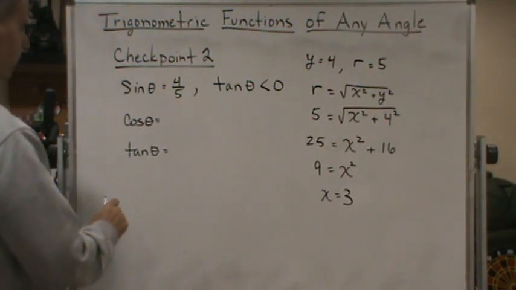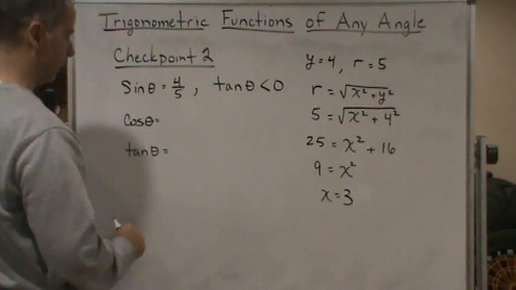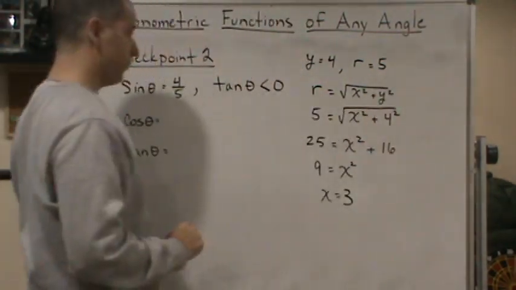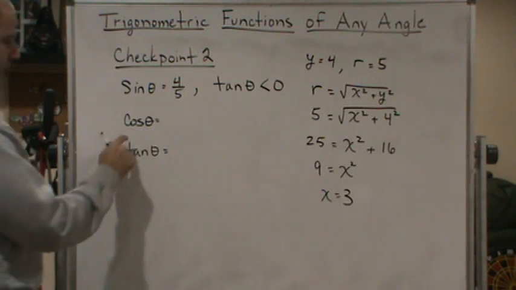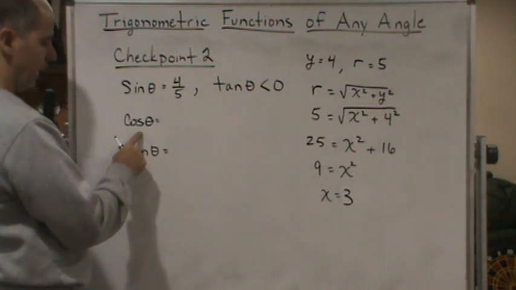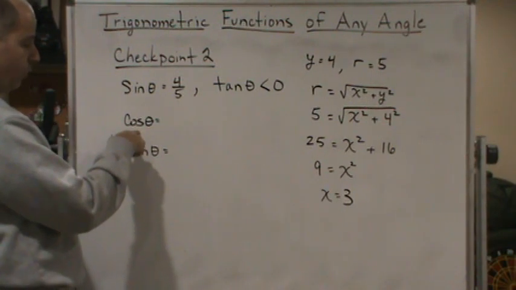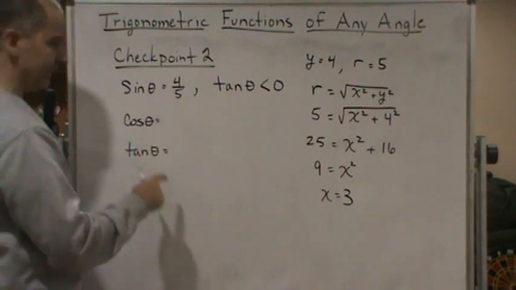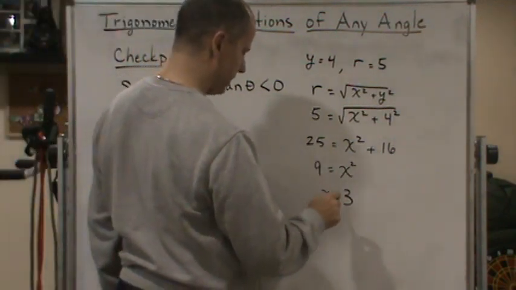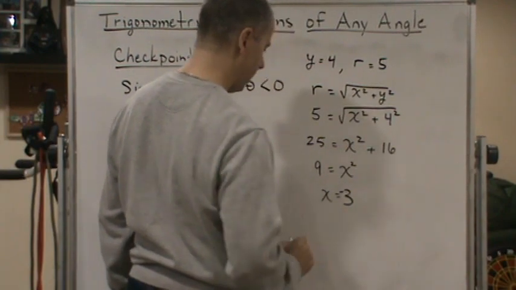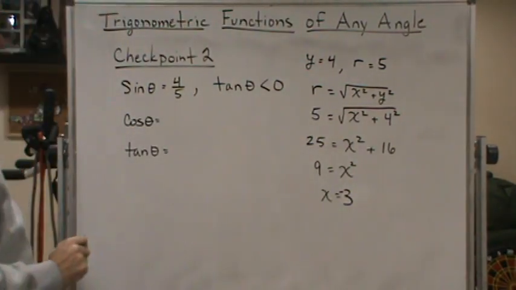Now we've got the pieces that we need: x, y, and r. So x is 3, y is 4, and r is 5. Now cosine, since we're in the second quadrant, is x over r, and we know x is negative in this case. So x has to be negative because we're in the second quadrant.